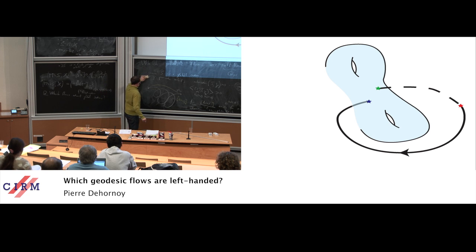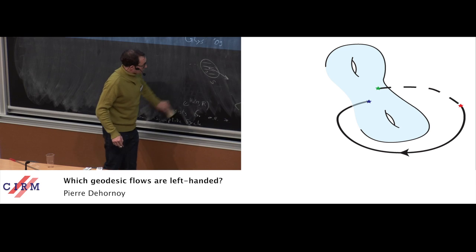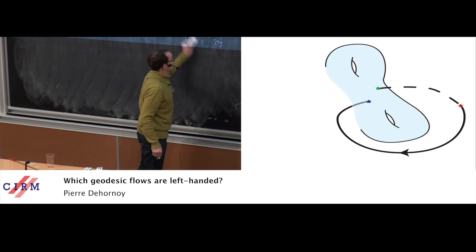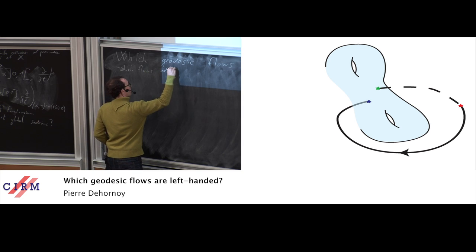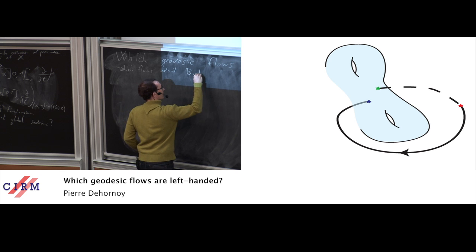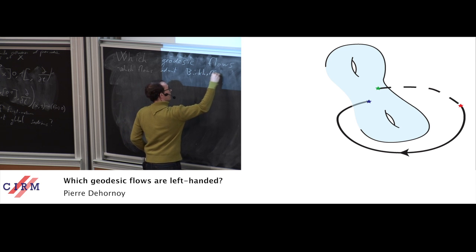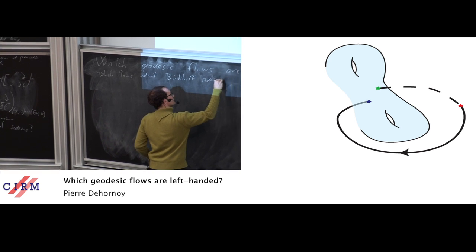And now the question is, which flows admit Birkhoff sections? Do we have more examples? For example, in S3, if we look at standard flows, do we have Birkhoff sections? And the answer is luckily yes. We have many examples of that type. So which flows admit Birkhoff sections?